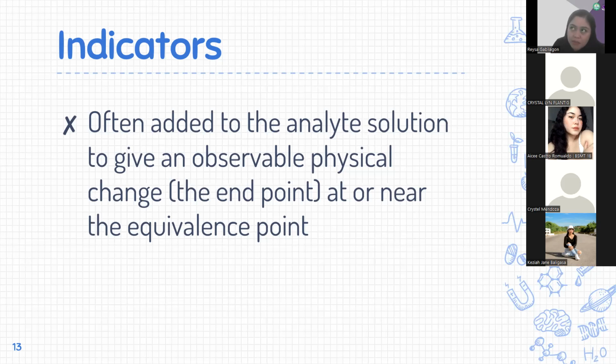Now, these acid-base indicators have distinct colors depending on the environment. If they are placed in an acidic environment, their color is different. In a basic environment, the color is also different. So when there is a reaction between an acid and a base during the titration process, you will really see a sudden change in color of the solution that is due to the indicator.